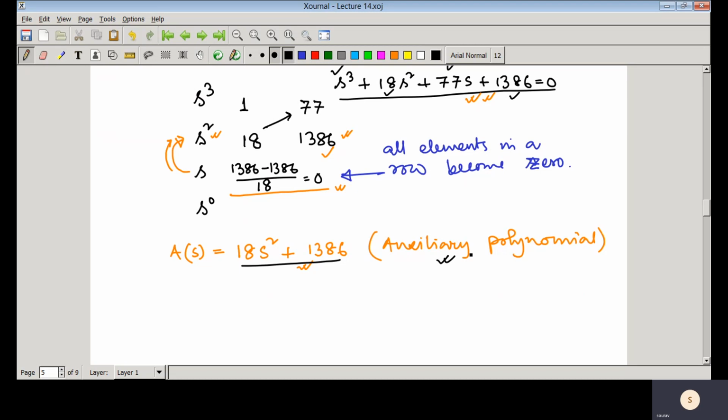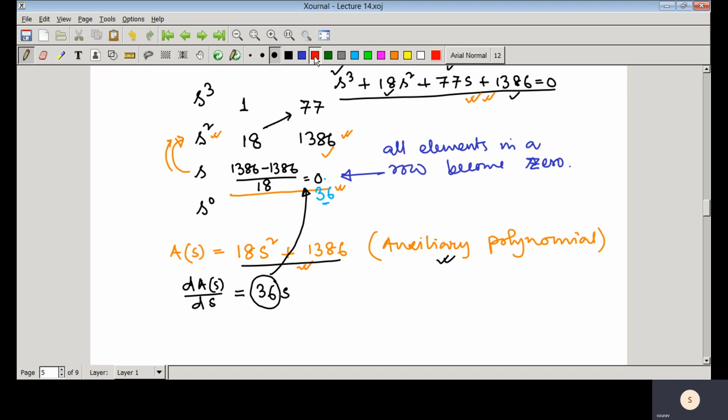And then we need to follow a method, that is we need to take the derivative of that auxiliary polynomial with respect to s. If we do like this, then it would be 36s. Now take only this coefficient and replace it here. So this is the method you need to follow. That is 36, so in place of 0, you need to put that 36. And then again continue the Routh table.